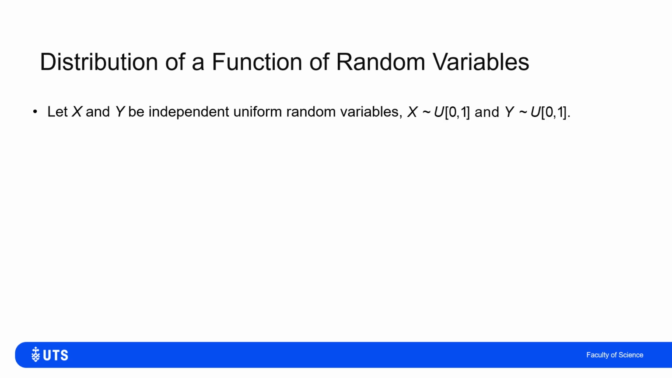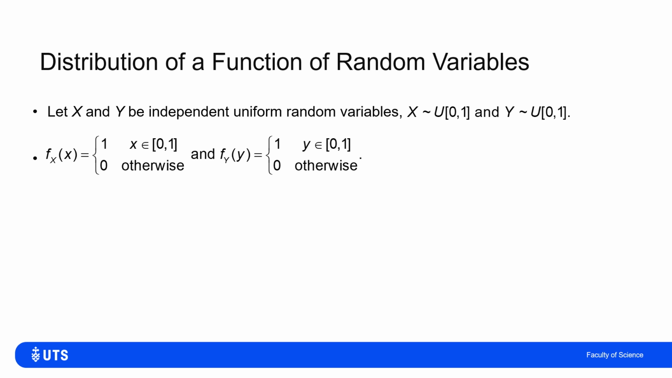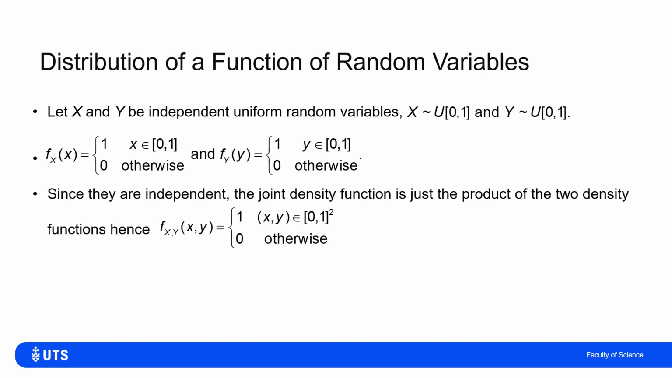So if I start with a nice simple case, x is a uniform variable between 0 and 1, y is a uniform variable between 0 and 1, and to make life easy, I'm going to say they're independent. So they both have density function of 1 between 0 and 1 and 0 everywhere else. So writing down the joint distribution of independent variables is easy. I just multiply them together.